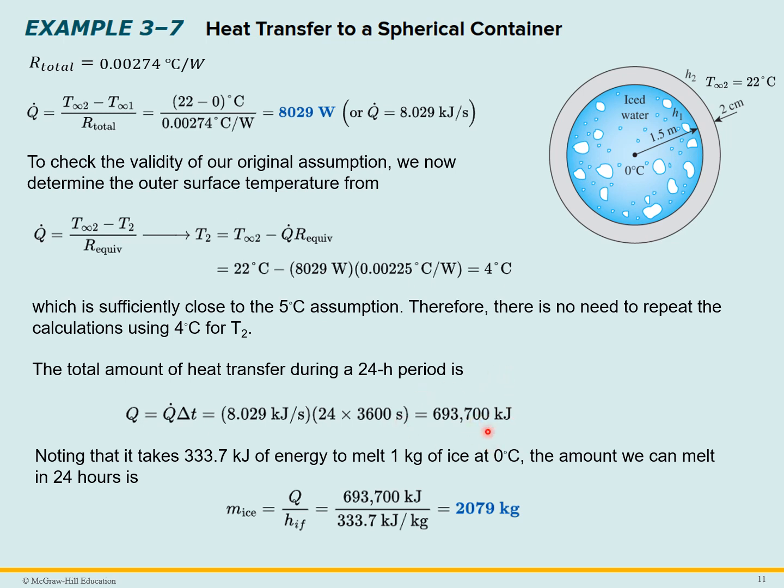So how much ice would that melt? Well, we just divide by our heat of fusion value. And so the amount of ice we melt is 2,079 kilograms.